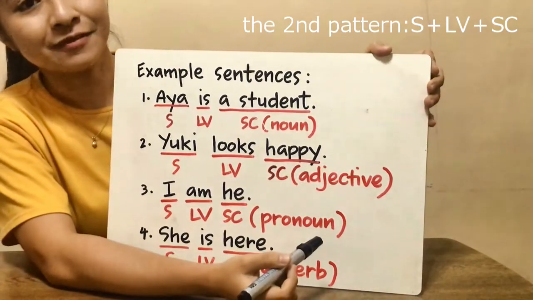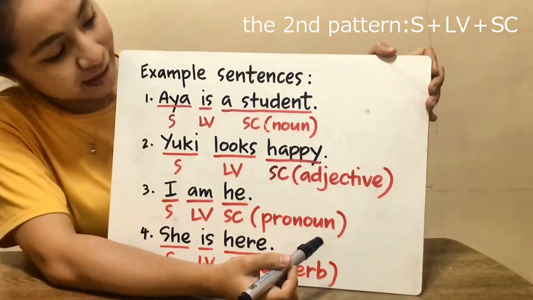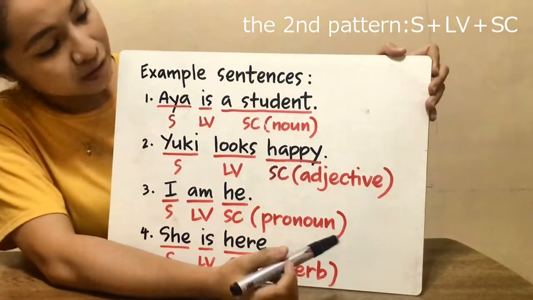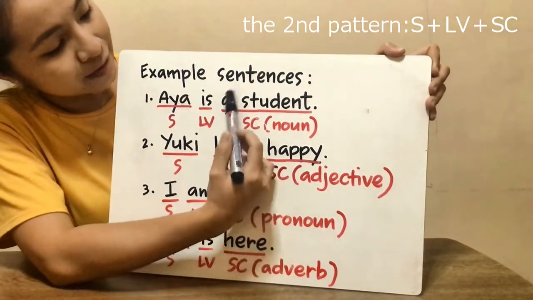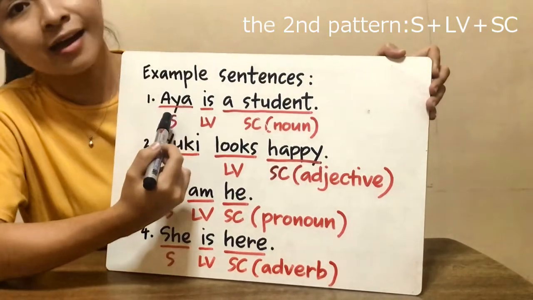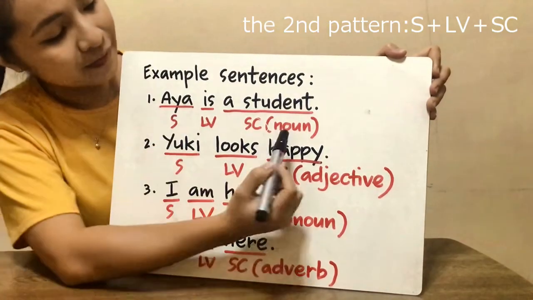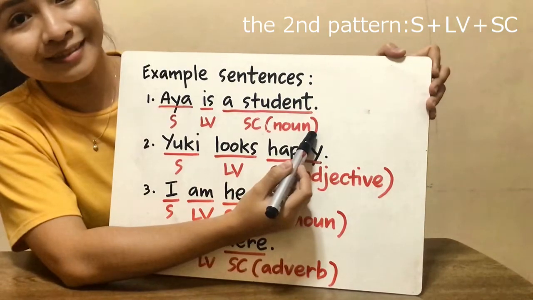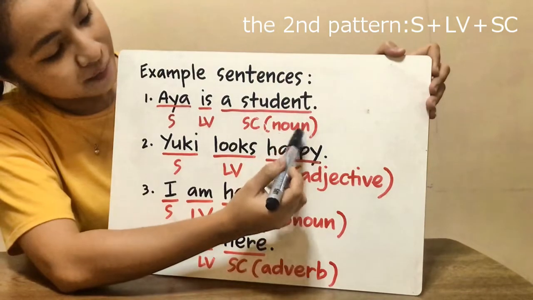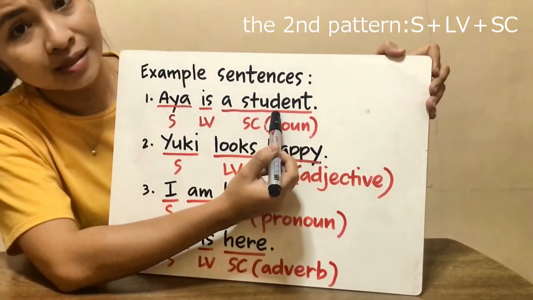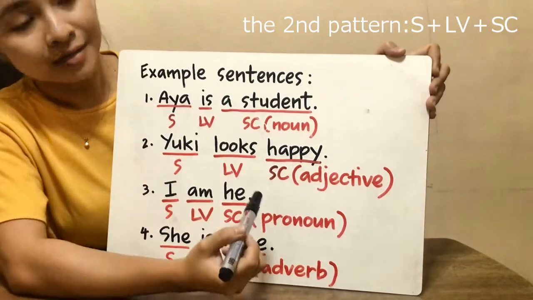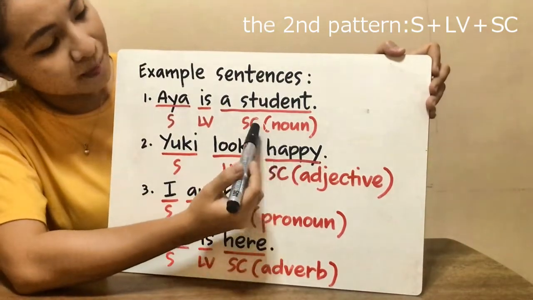So let's identify if the SC is a noun, an adjective, a pronoun, or an adverb. In this case, a student identifies Aya. So it is a noun. Again, the subject complement, which is a student, identifies Aya. So that's why your subject complement is a noun.